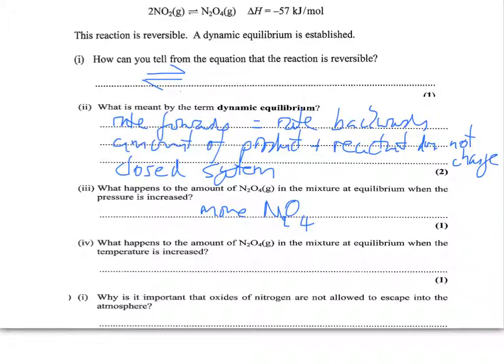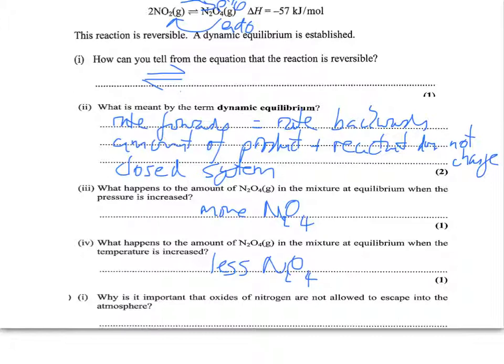And if the temperature is increased, just like the last question we did, it moves in the endothermic direction. Now, which is the endothermic direction? Well, the minus sign here tells us that the forwards reaction is in fact exo. Okay, which means the backwards reaction must be endo. So that means we get less N2O4. And it's just coincidence that that's a similar thing.